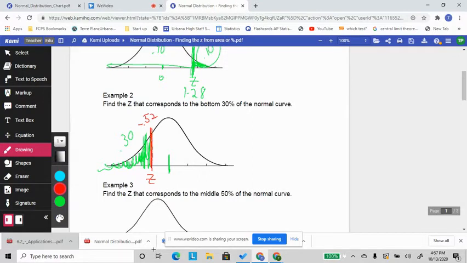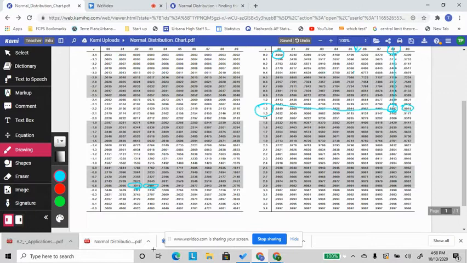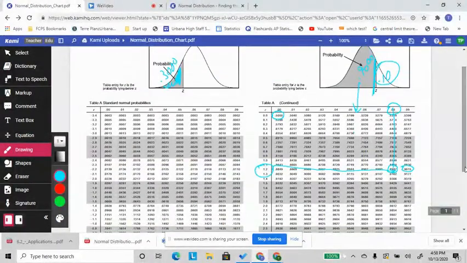How did I get that? I was asked the bottom 30%. I went to the bottom 30%. That would be this area here. That's 30. I made it into 3000 because all of my areas and percentages go to 4 decimal places. So I just want to make it look like this. So I just add some zeros at the end.